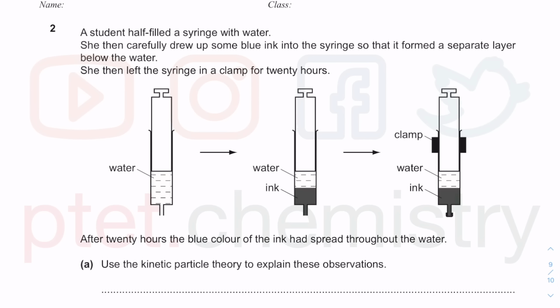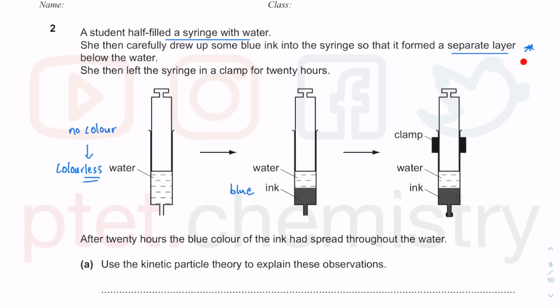Here we have a half-filled syringe with water, and then we drew up some blue ink. So you suck up some blue ink. So this is the blue ink. This is water, which is colorless. Colorless, we don't say it's white in color. We say it's colorless. It means no color. You see through it. So this is your blue ink. You suck up some blue ink and then you have a separate layer. That's the idea that they are trying to do in the question.